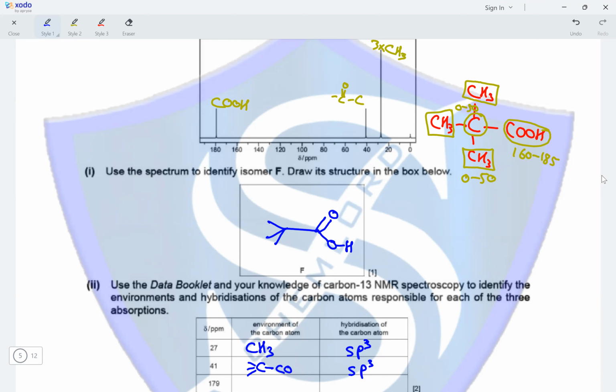And the peak at 179, which is the one we mentioned close to 180, would be the peak for the COOH group, and here the hybridization would be sp2 because the carbon atom is forming a double bond with one of the oxygen atoms, and a double bond consists of a sigma and a pi bond. The presence of a single pi bond results in the carbon being sp2 hybridized.